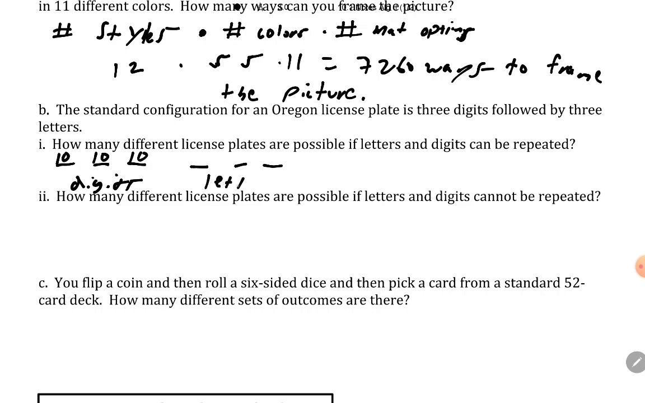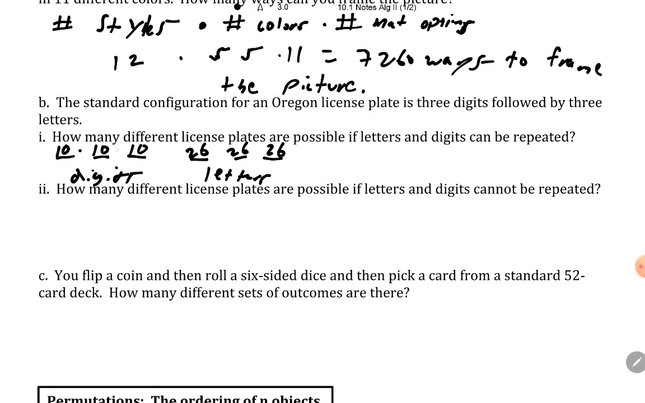And then we have letters, and assuming they just mean the 26 letters in our alphabet, this is how we would find the number of possible license plates. We would just multiply everything together here. 10 times 10 times 10 times 26 times 26 times 26 is equal to 17,576,000 different license plates if you can repeat letters and digits.